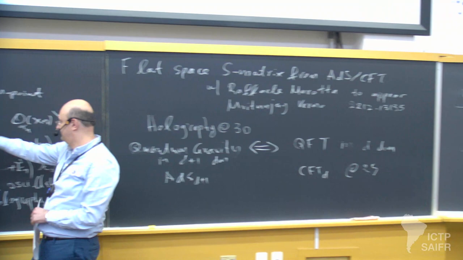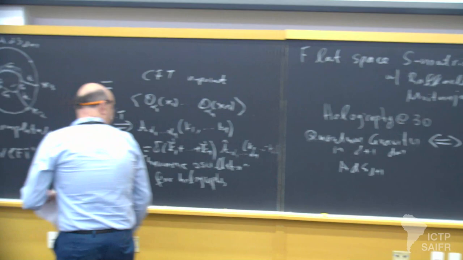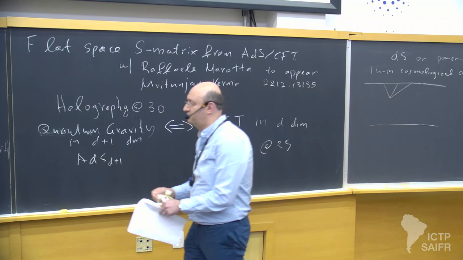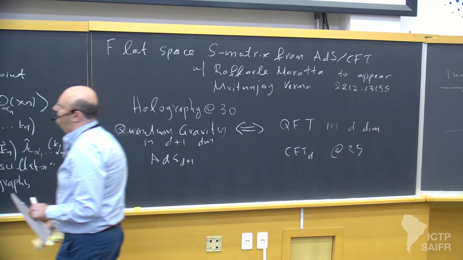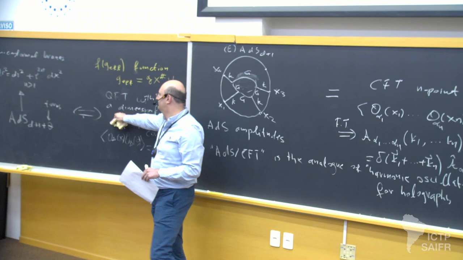So what I want to describe today is how to go to this last case, which is flat space. So in a sense, we have AdS, there we have de Sitter. These are cases where it's kind of power law, and now we'll discuss flat space.